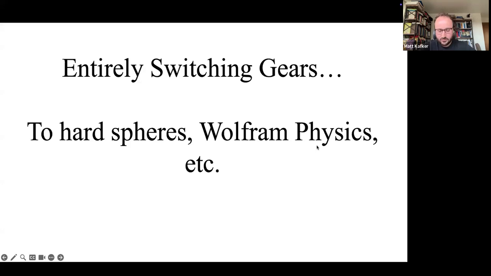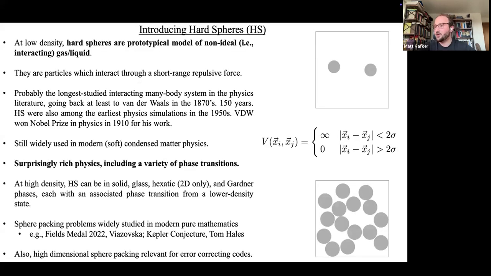Okay. So now we're going to totally switch gears. We're going to talk about hard spheres. Like Xerxes mentioned, this was something that I started in 2020 with the Wolfram Physics Project. We've been working on it since then. We're in the process of writing a paper, so that's exciting. Okay, so let's talk about hard spheres.